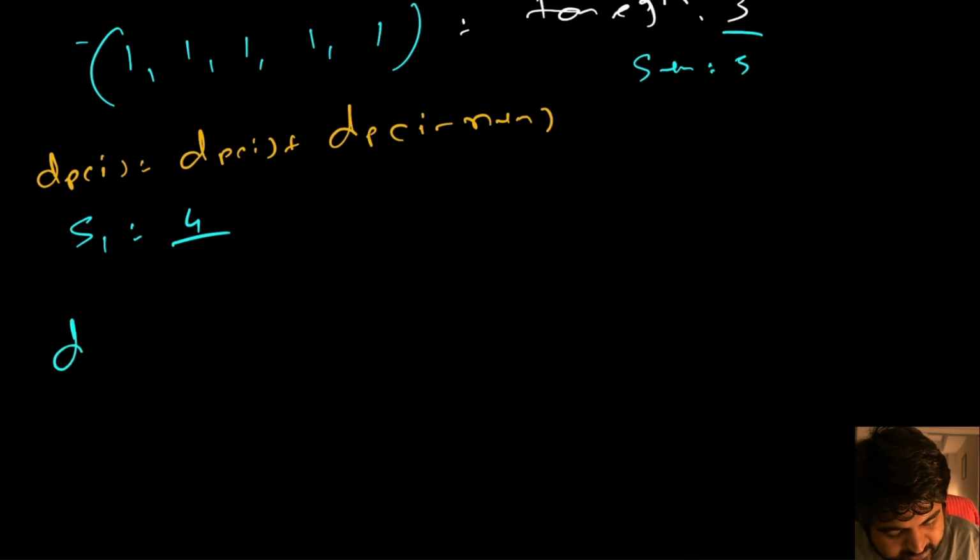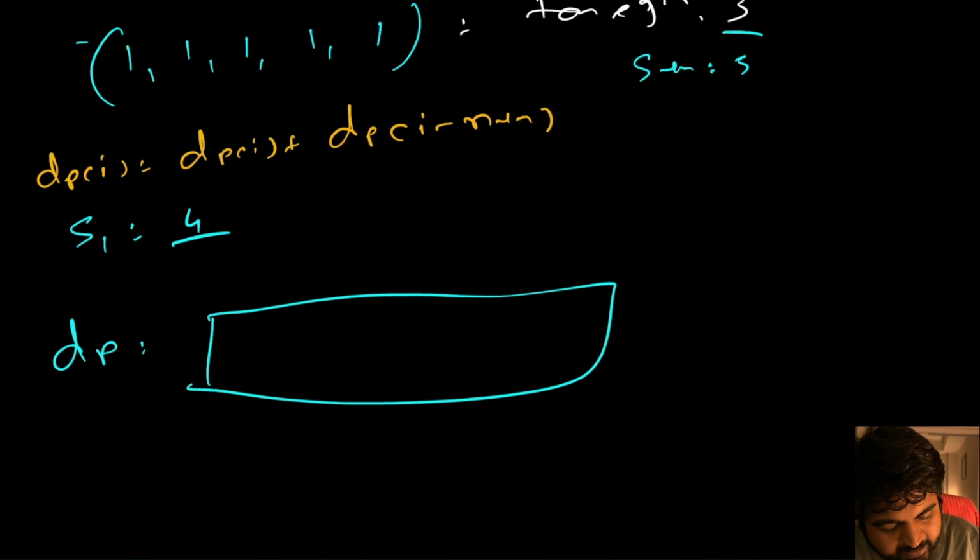So we are going to initialize our dynamic programming array that is going to be extending from value 0 all the way up to 4. So let's just mark this value.